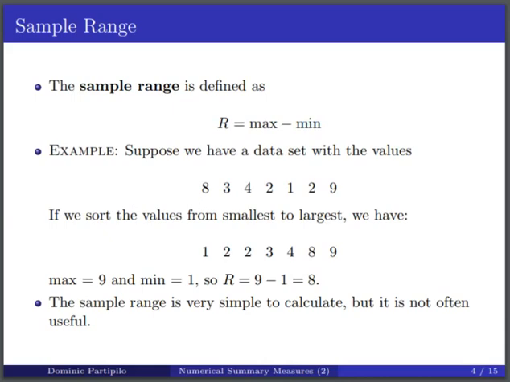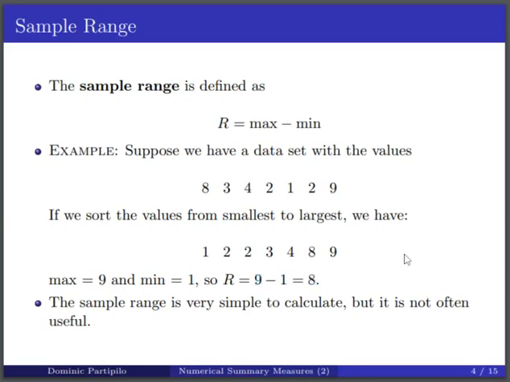Suppose we have a data set with these values right here, and we could just look at it and say, okay, 1 is the smallest value and 9 is the largest value. But just to make sure we're not missing anything, it's often helpful to sort the values from smallest to largest. When we do that, we notice that the smallest value is 1 and the largest value is 9, just like we suspected. So we have a max of 9 and a min of 1. The range is just 9 minus 1, so our range is 8.